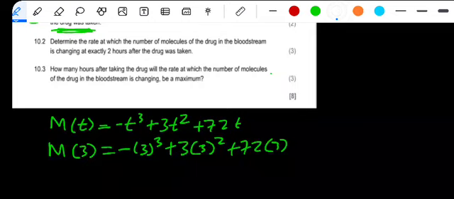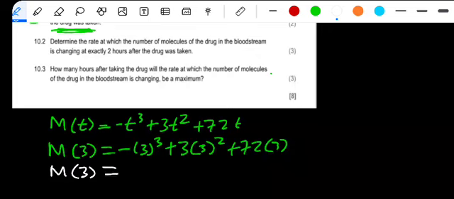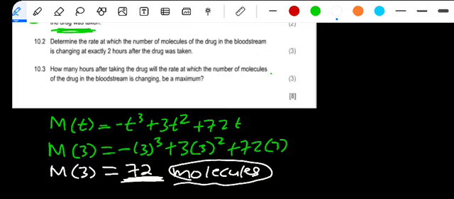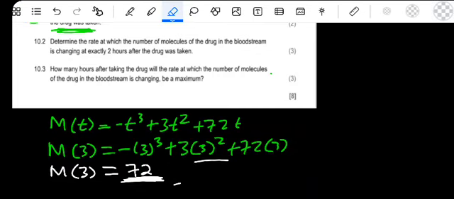Then punching that into the calculator directly, you'll have 72. That is 72 molecules, the number of molecules in the bloodstream. This is what we will have there: 72.